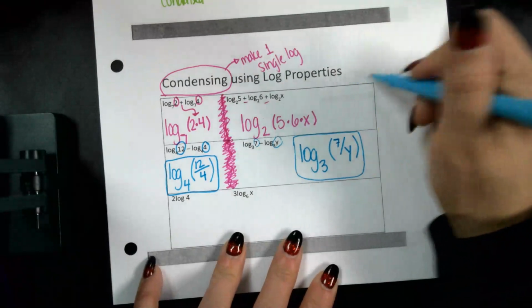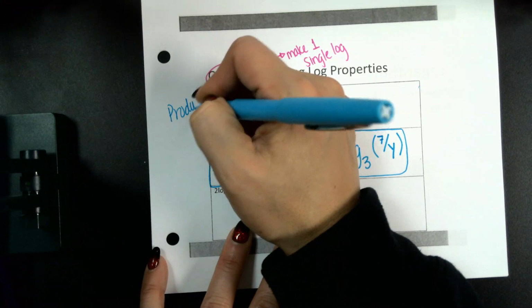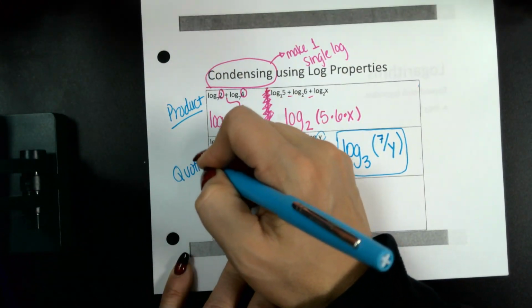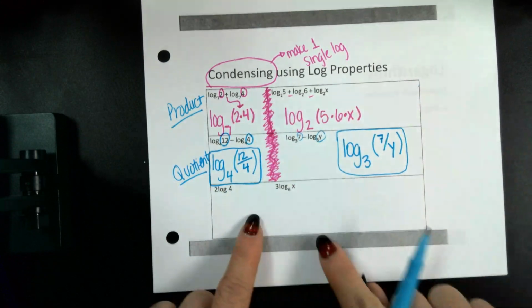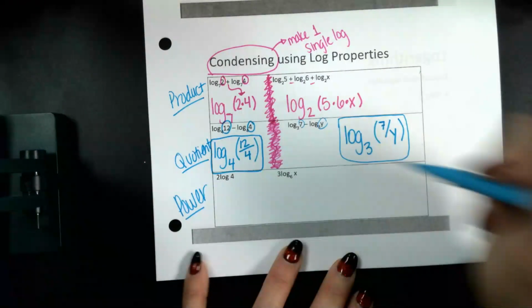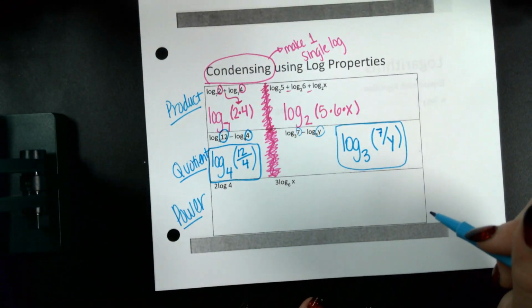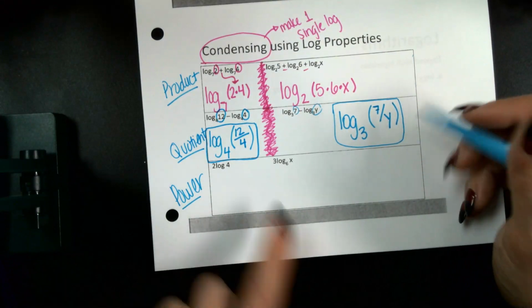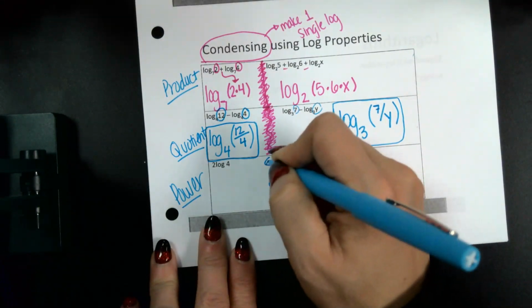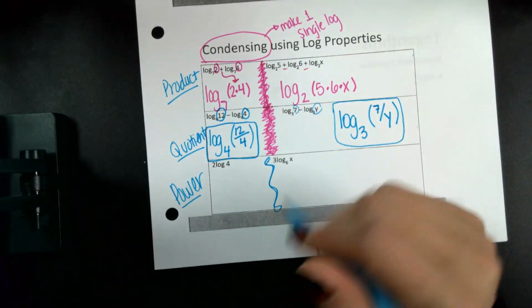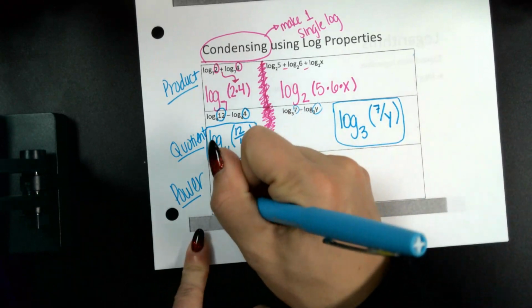Okay, so this one up here, the first row, that was the product property. The middle row was the quotient. This bottom row, these are the powers. So right now, when you look at these, I see a number in front of the word log. When I see that, I immediately think, okay, that number out front needs to become the exponent of whatever I'm finding the log of.